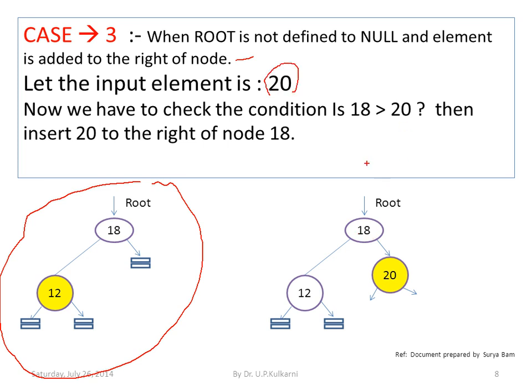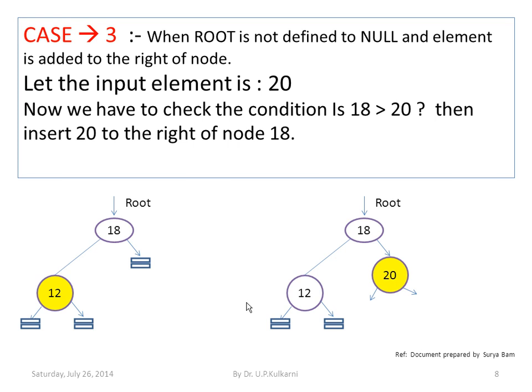So what we do is, again we begin from the root. If the number to be added is greater than 18, then we move to the right of the 18 and create a node here, store the element 20, make its left pointer null and right pointer null, and link the right of this root to the node which we have created. So the tree is available here. This is case 3. By following this logic, we can build the binary tree.